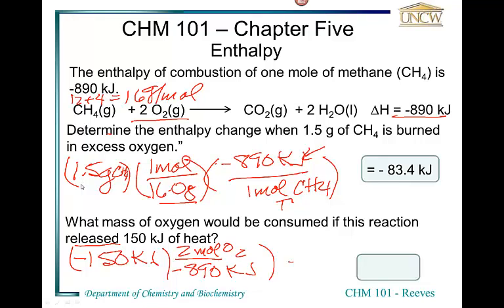However, the question was what mass of oxygen, so the last step is to multiply by oxygen's molecular weight, 32 grams per mole. And when we do that, we find out that 2.7 grams of oxygen will be consumed when 150 kilojoules of heat are produced. Notice again, the conversion that I need between energy in the form of heat, or enthalpy change, and amount comes from the balanced chemical equation.